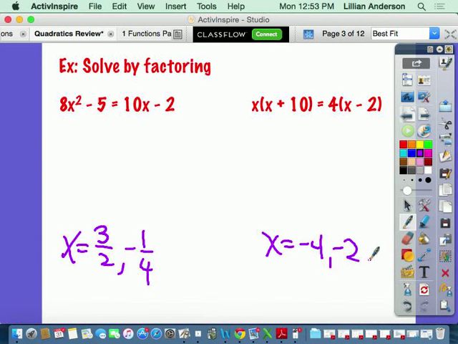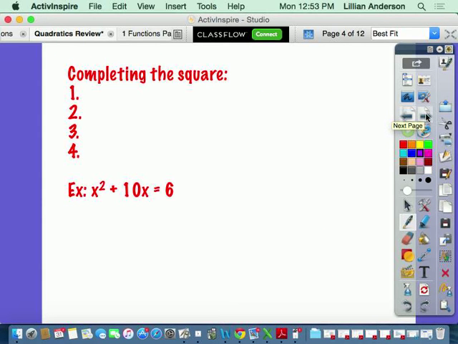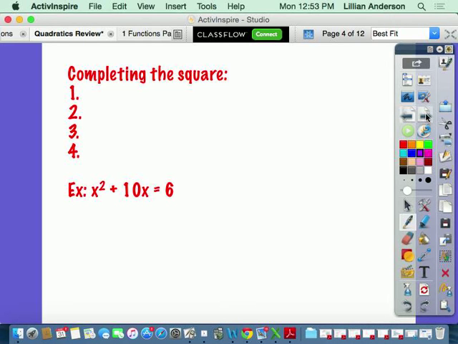Good stuff. Refreshing our memory continues to completing the square. Completing the square, you've got to remember a few steps. What's the first thing you've got to remember about completing the square? Well, let's solve by completing the square. Let's do it that way.